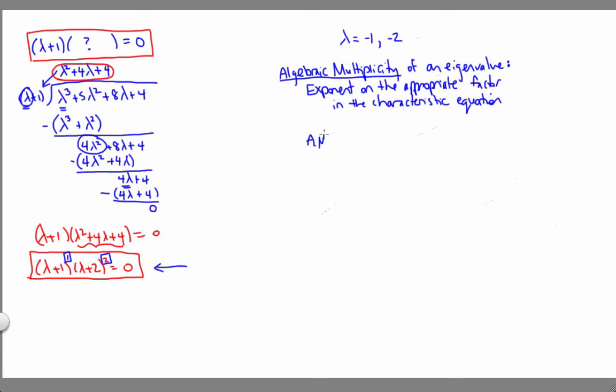So we can say that the algebraic multiplicity of lambda equal -1 is 1. That is the exponent on the relevant factor. And the algebraic multiplicity of lambda equal -2 is 2, since the exponent on the relevant factor is 2.